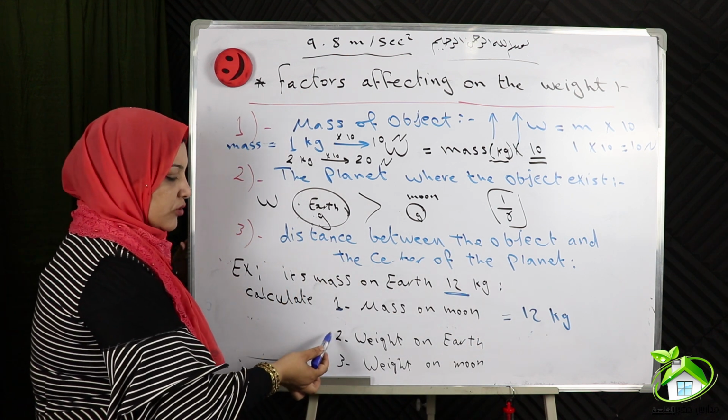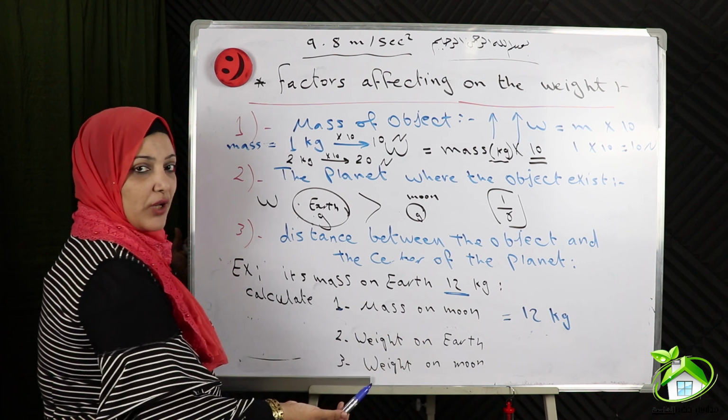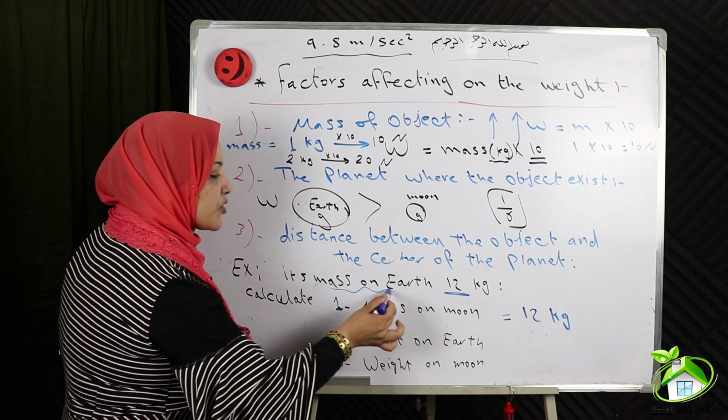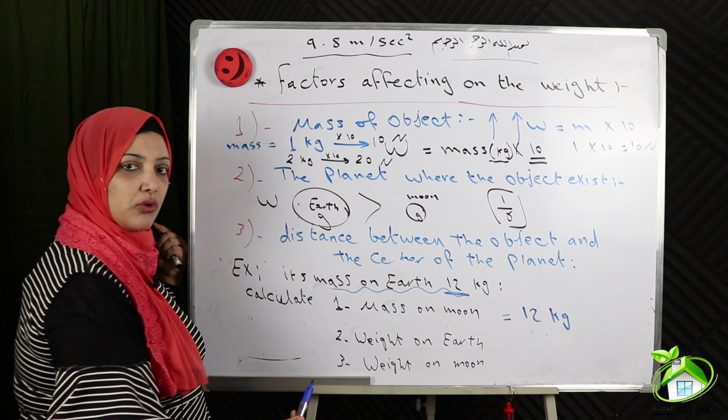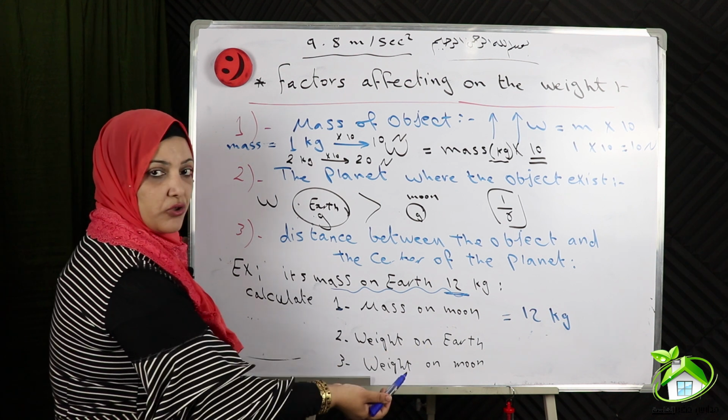Number 2, weight on earth. To calculate weight on earth we need what? We need the mass on earth. We have mass on earth 12 kilo. What is the value of the weight on earth?